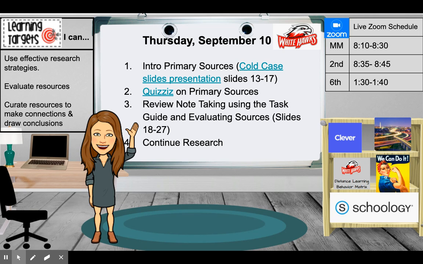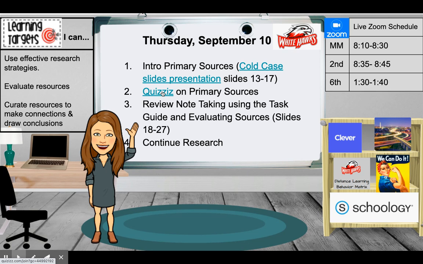In the cold case presentation, the direction slides, we'll look at slides 13 through 17 to learn about differences between primary and secondary sources. Students who are present in class or live on Zoom will do a quizzes game live to review primary sources. If you are reviewing this later from home, and watching the screencast, then you should click this link and play the quizzes on your own.